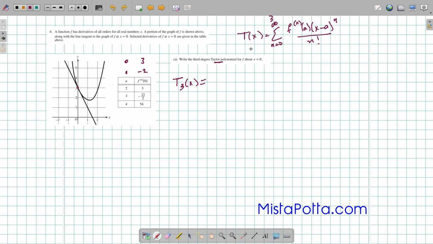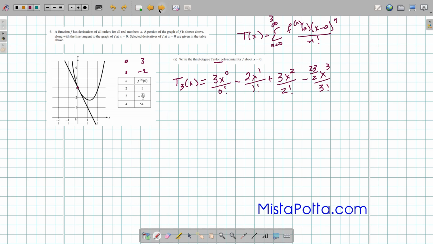So I'm going to have the function itself. So this is going to be 3x to the 0 over 0 factorial, minus 2x to the first over 1 factorial, plus 3x squared over 2 factorial, minus 23 halves x cubed over 3 factorial. Now, can I write 3 factorial as 6? Sure. Can I simplify the fraction so it's 23 over 12? Sure. Do I want to make that mistake? No. So this is my third degree Taylor polynomial.